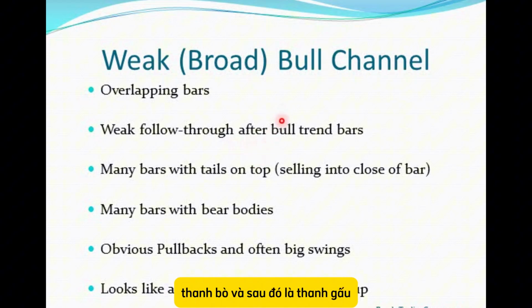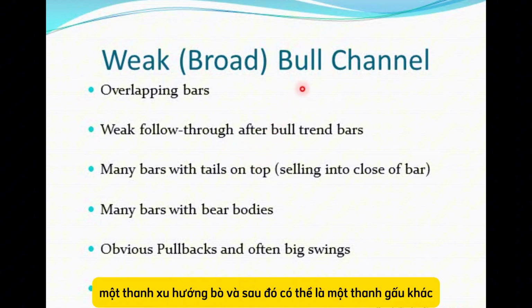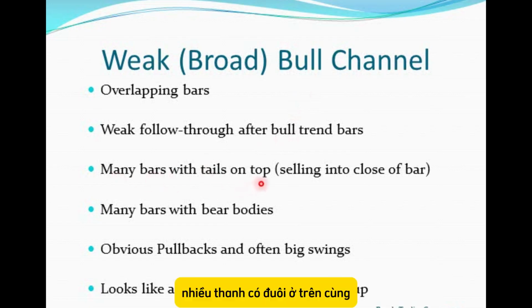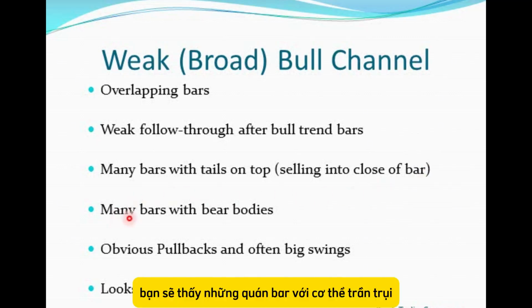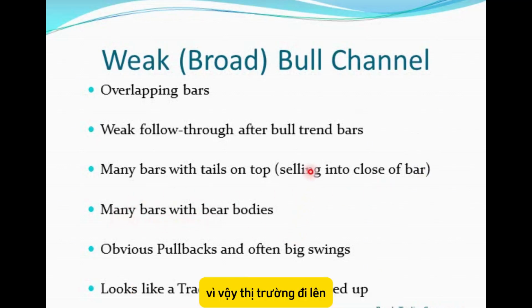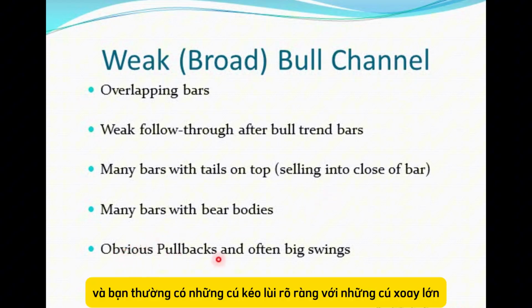So a bull bar and then a bear bar, a bull trend bar and then maybe another bear bar. Many bars with tails on the top. Some selling pressure showing that the bears are still active. You want to see selling into the close of some of the bars, creating tails on the tops of the bars. You'll see bars with bear bodies, so the market goes up and then it goes down for a bar or two. And you have obvious pullbacks, often with big swings.